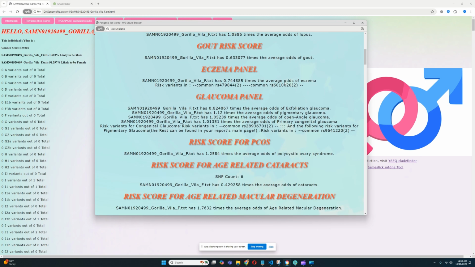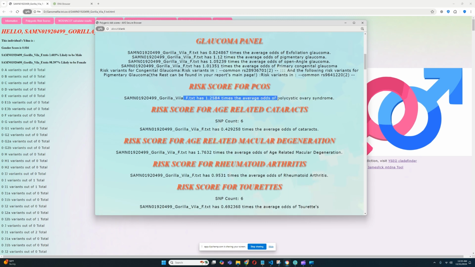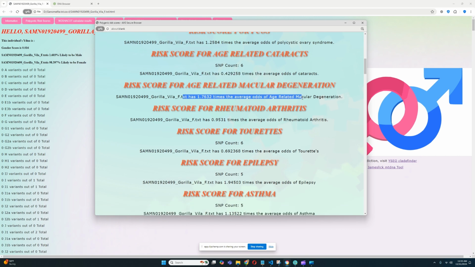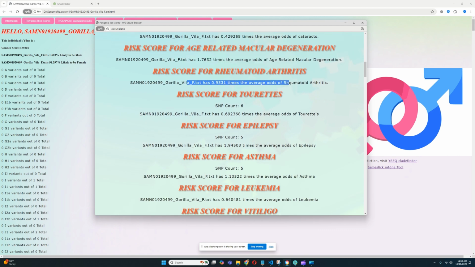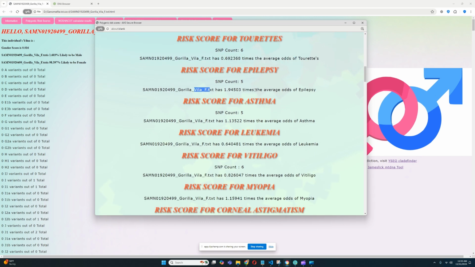We're gonna skip everything else. We don't care about that. Low odds for gout, high odds for polycystic ovary syndrome, low odds for cataracts, high odds for AMD, averages for rheumatoid arthritis. She's got low odds for Tourette's. She's got high odds for epilepsy.